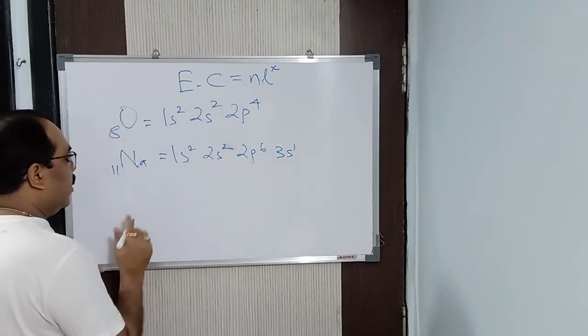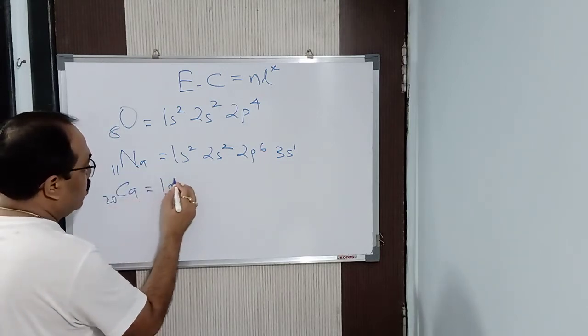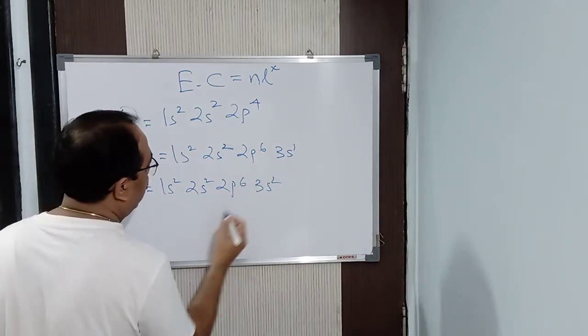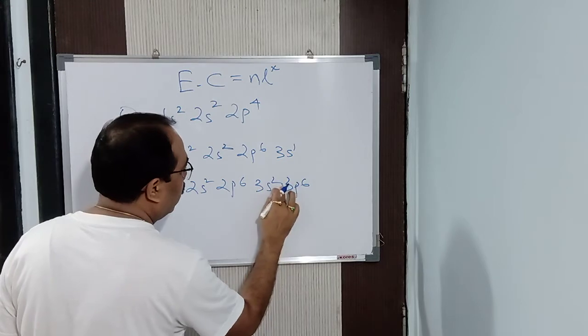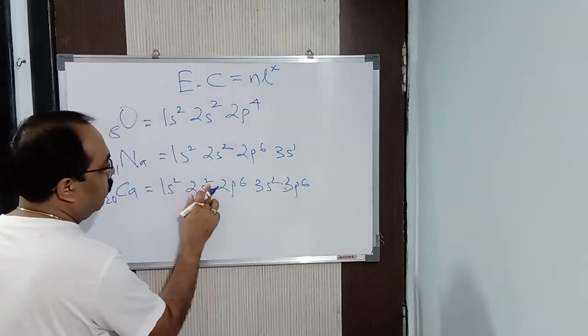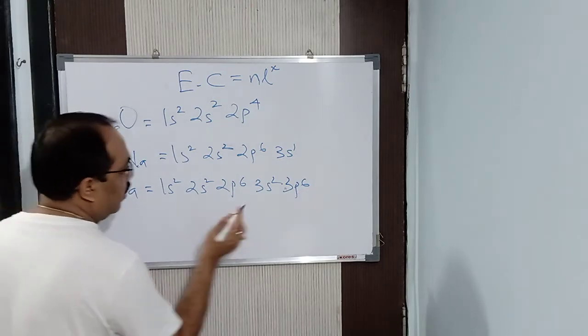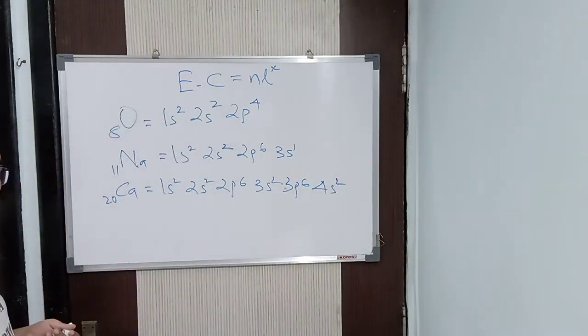Clear? Now, for example, if you want to write for calcium, 20, so 1s2, 2s2, 2p6, 3s2, then 3p6. Are you counting or not? You count it at the same time. 2 plus 2 is 4, 6 plus 4 is 10, 10 plus 2 is 12, 12 plus 6 is 18. Here 20 is needed. So after 3p it is what? 4s. So 4s2 in this way.